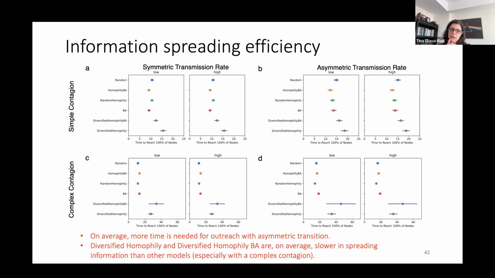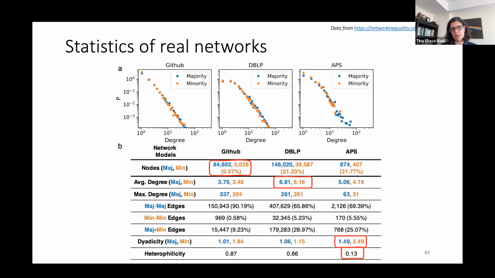And we see that especially in terms of asymmetric transmission, which is oftentimes the case in real-world networks. And because of that, we also see that diversified homophily and any kind of diversified model is slower in terms of spreading, and hence that trade-off. I'll just finish with some statistics on real networks.